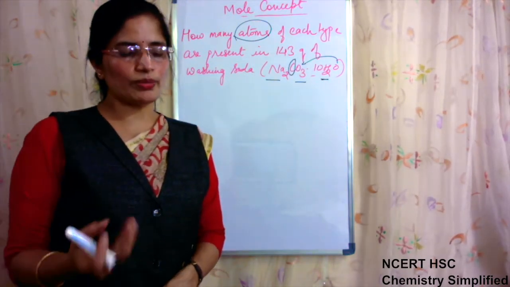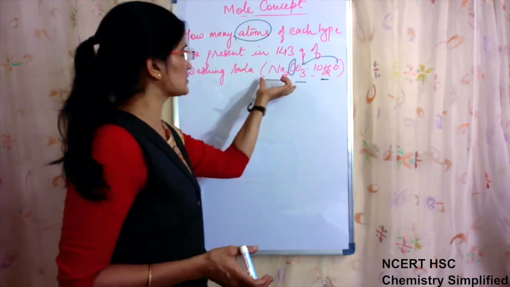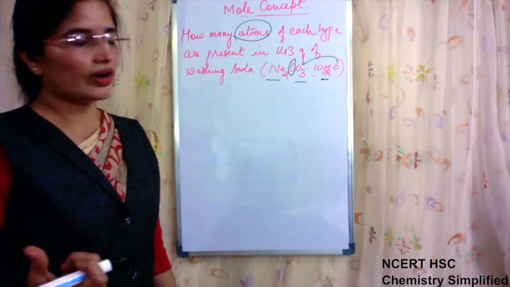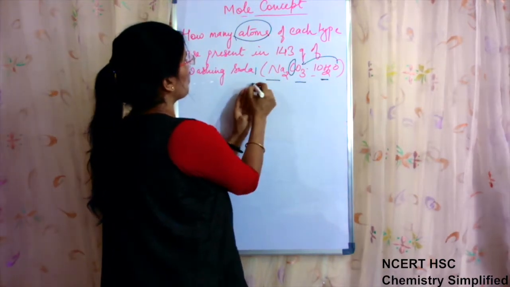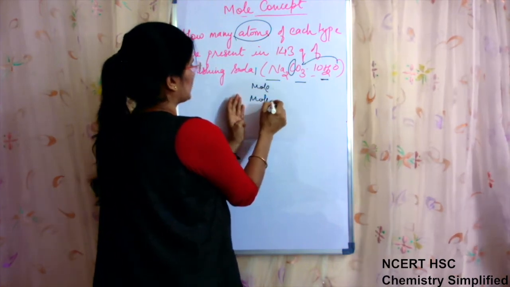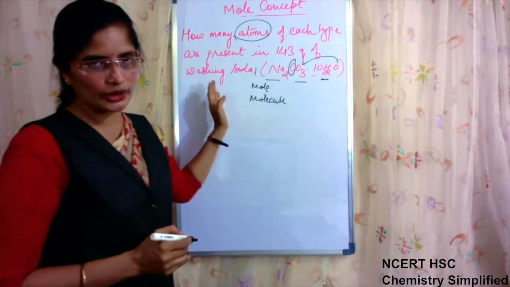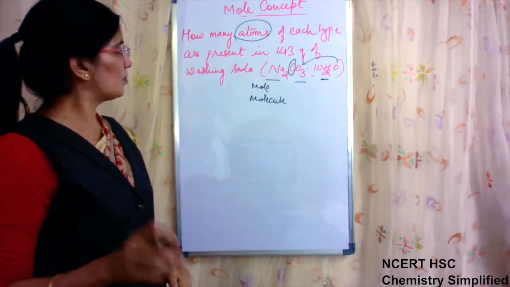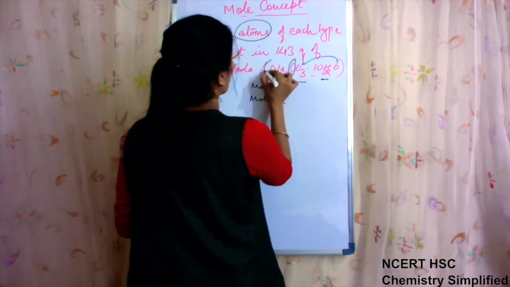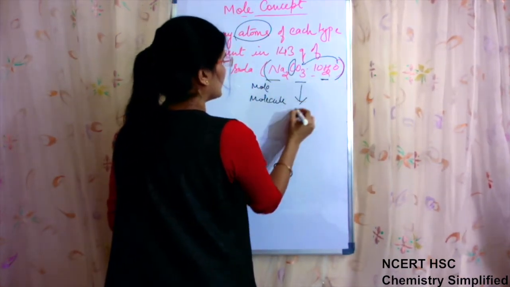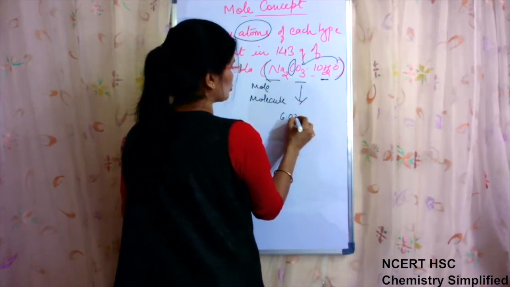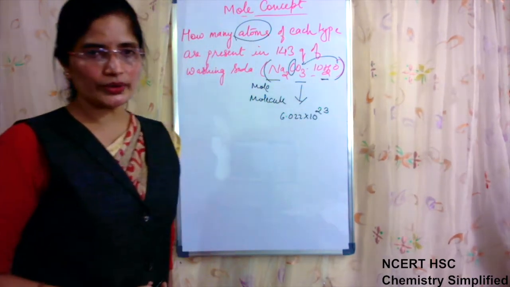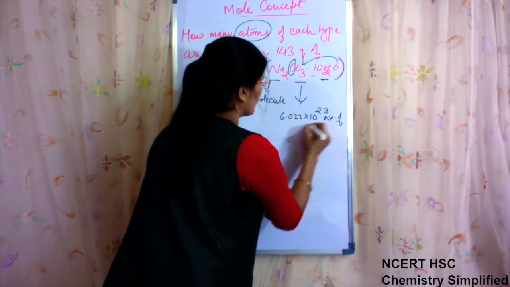So the first thing to know is the mass of sodium carbonate .10H2O, washing soda. Actually, what is this? This is 1 mole of the molecule. This is 1 molecule of sodium carbonate or washing soda, because nothing is written in the coefficient. That means it is 1 mole. Okay, 1 mole of this molecule will contain 6.022 into 10 to the power 23 number of molecules.